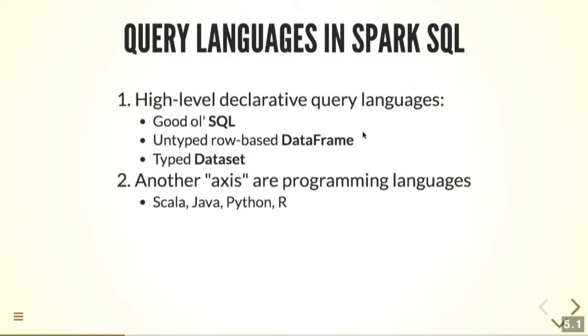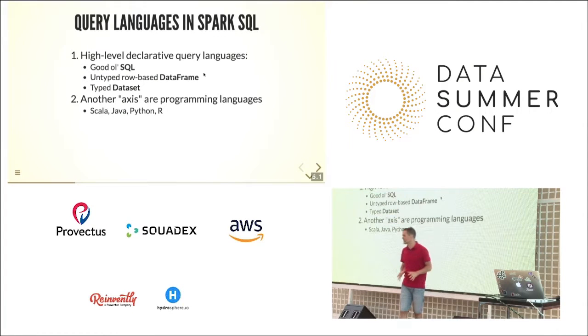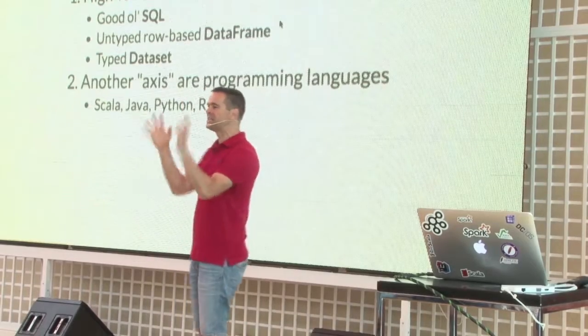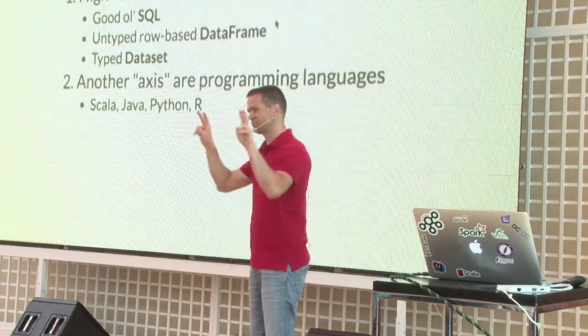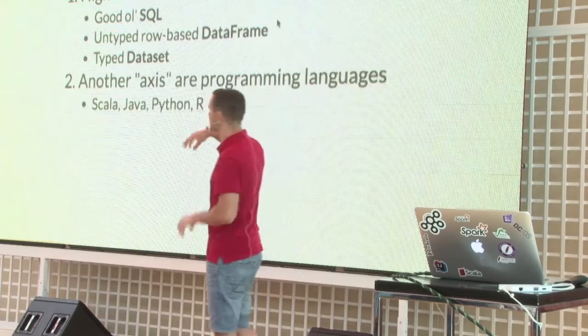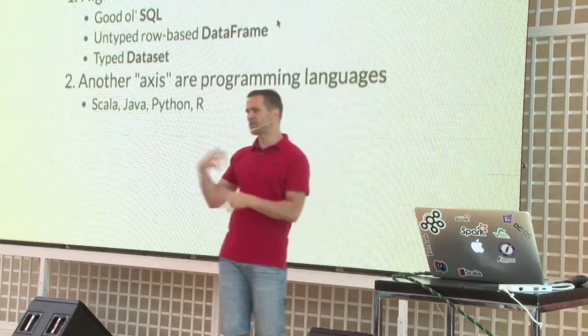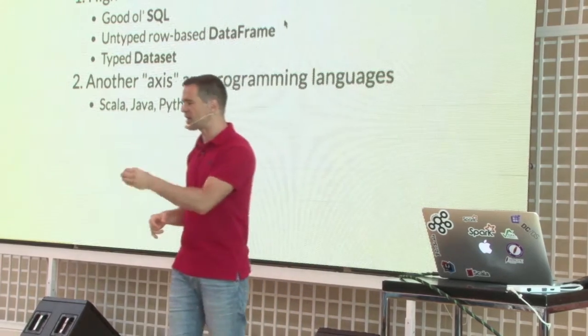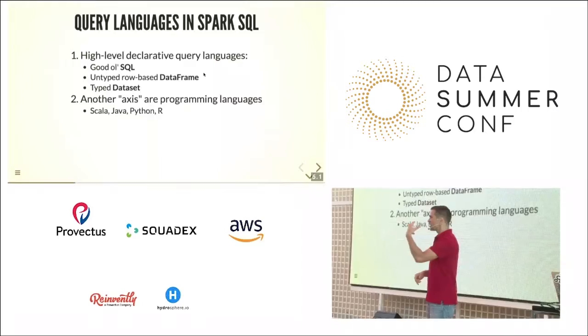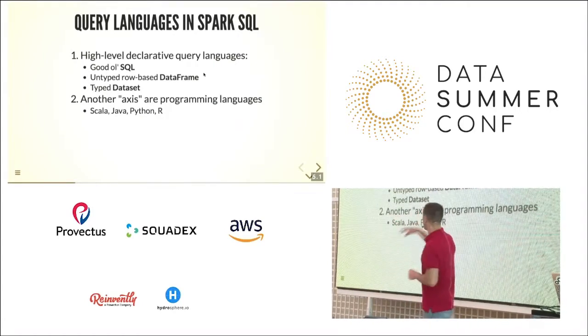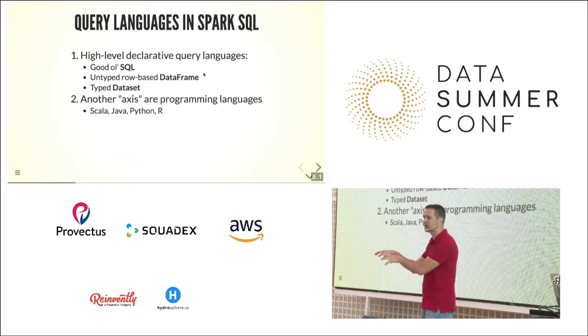Okay, so query languages in Spark SQL, there are 3. Well, there are more than 3, but if you look at programming languages supported. So we've got good old SQL, okay? This is a fairly nice programming language. Well, semi-programming language. This is definitely a query language. Then you've got untyped row-based data frames. Untyped meaning that Scala developers don't really like the simplicity of data frames because it hides the type behind this row data abstraction.